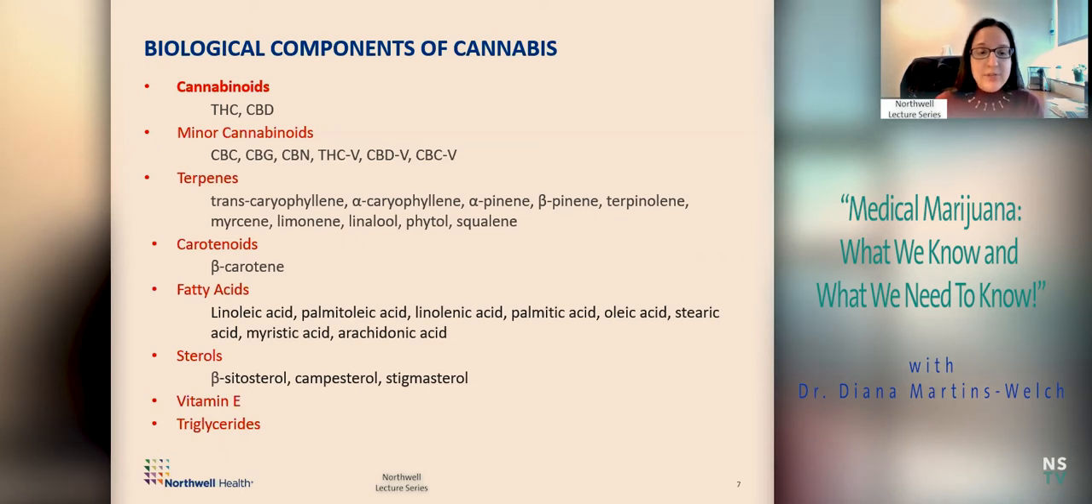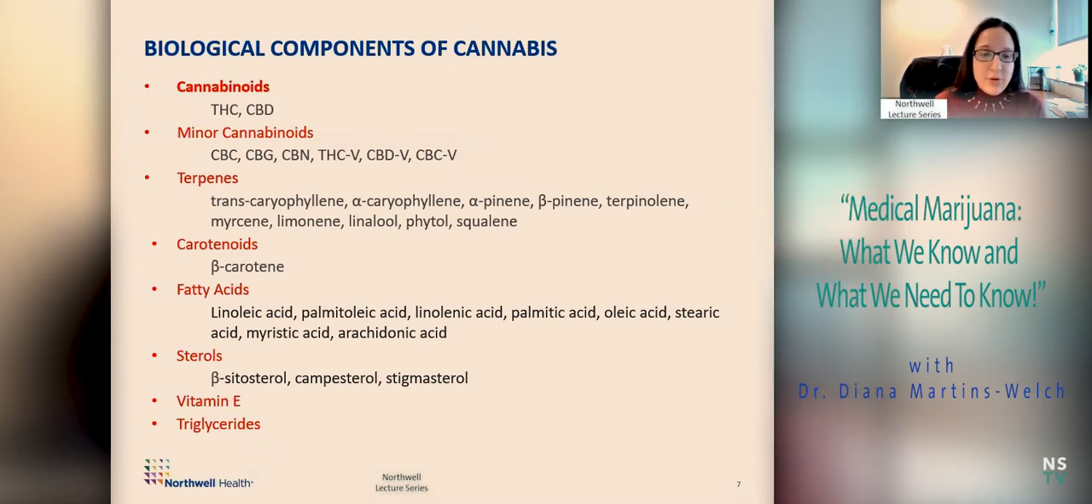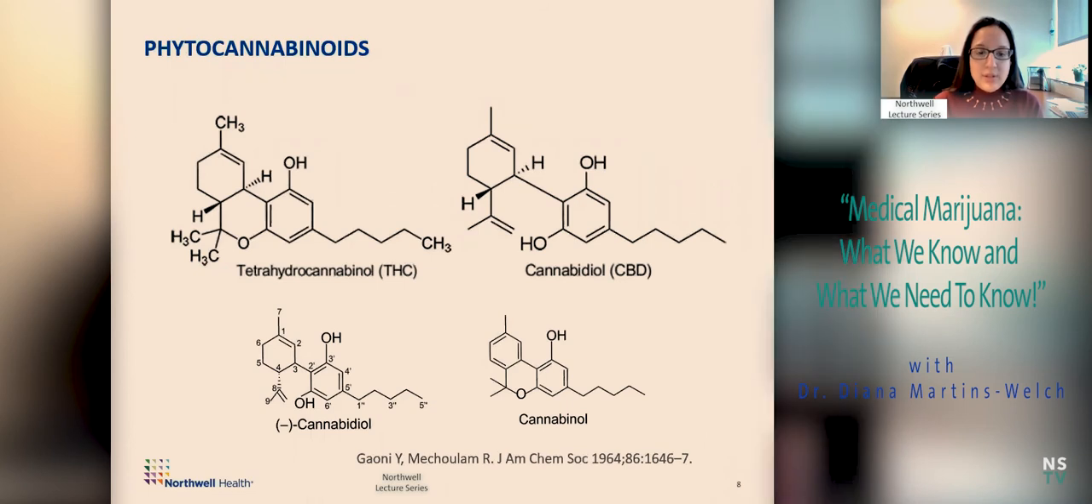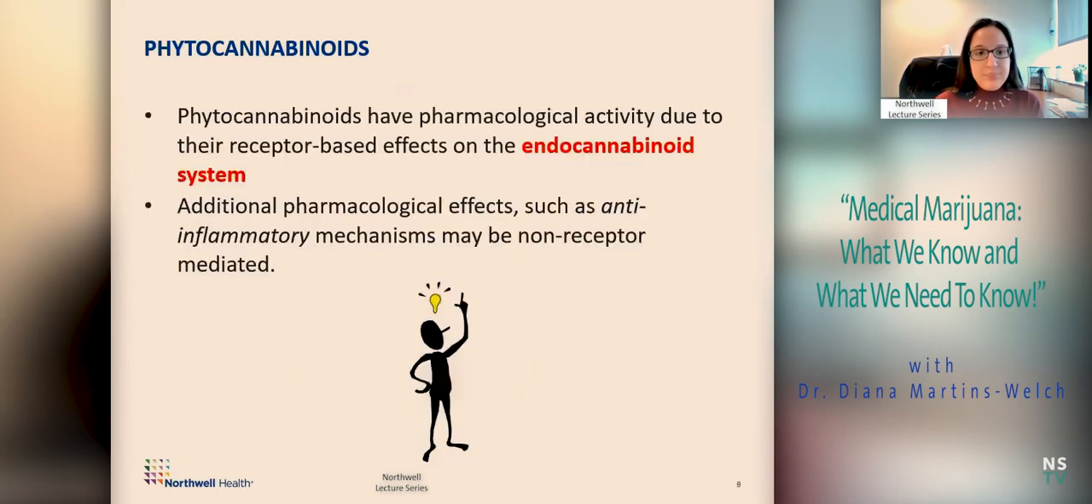The terpenes are what give cannabis its aroma. It's a pretty unique aroma if you've ever smelt it. And they also contribute to its wellness effect. And then we have other agents like carotenoids and fatty acids, and vitamin E, triglycerides. So this is sort of what makes the whole plant come together. This is just a little bit of a scientific slide showing the THC and the CBD in their structures, and they're pretty similar in structure.